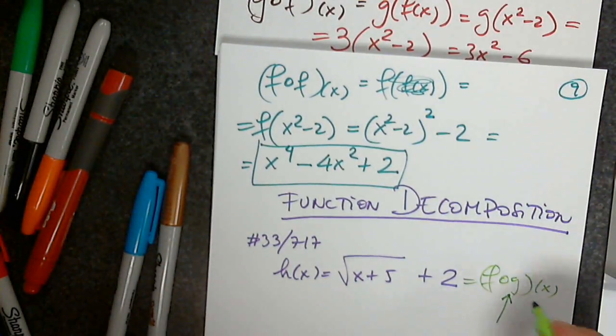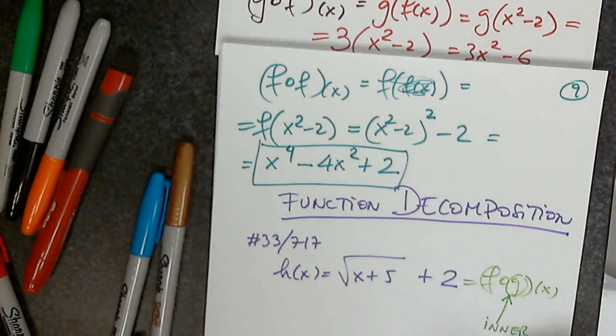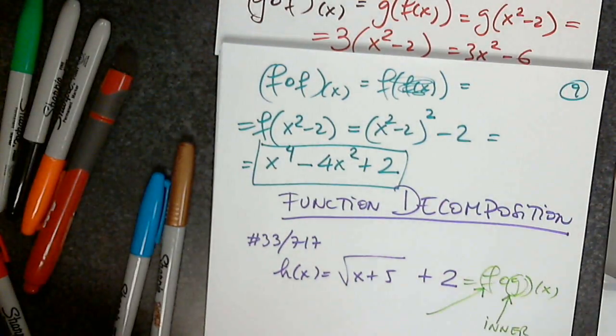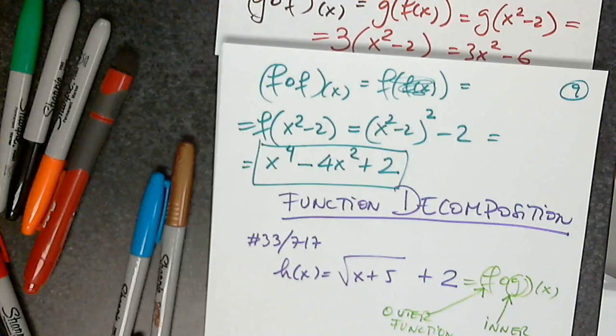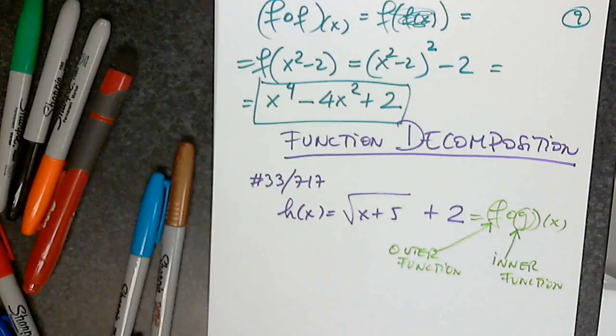So what is very important to understand is this is called the inner function, meaning the function that I will apply first to x. And this is the last one. We'd like to call it the outer function. Of course, this is based on the order of operations. So now let's look at h of x. It has x plus 5. It has the square root, and it has plus 2.